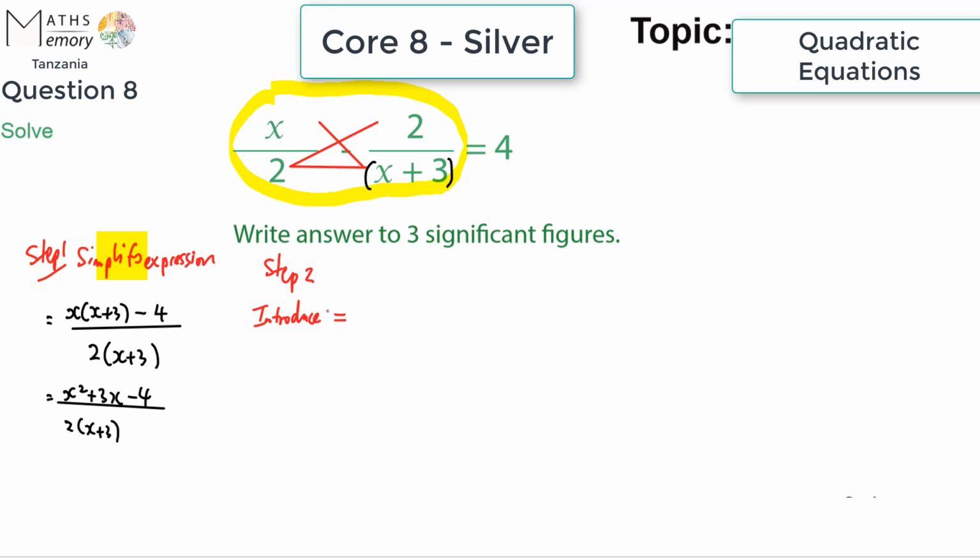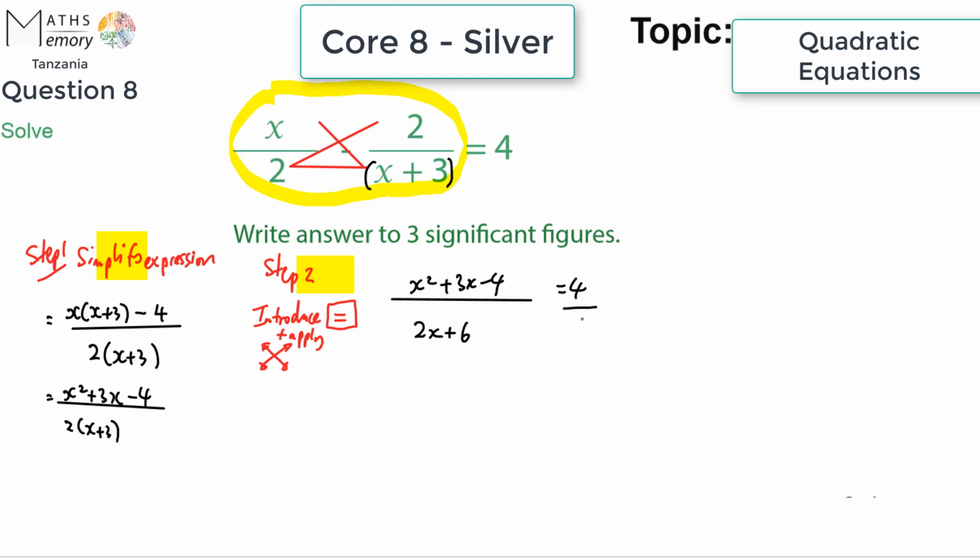So step 2, let's say we're going to introduce the equals sign over here, and we're going to use cross multiplication. Perhaps this symbol should signify cross multiplication. Okay, so we're going to apply this. So let's see what we have in step 1. We have x squared plus 3x minus 4, the whole thing is over 2x plus 6, and we're going to write the whole thing this time. We'll see why in a minute. This whole thing equals 4.